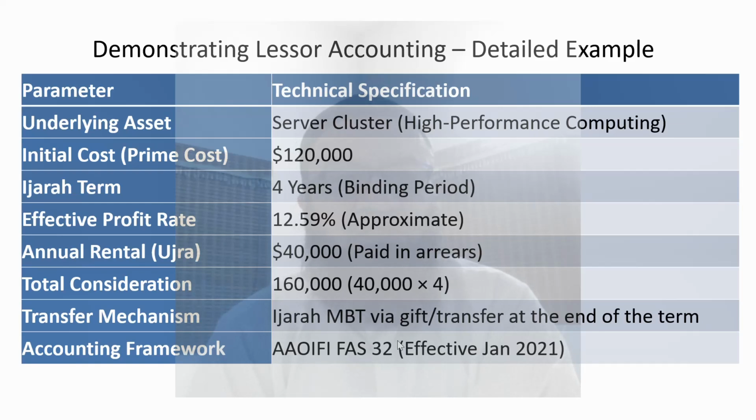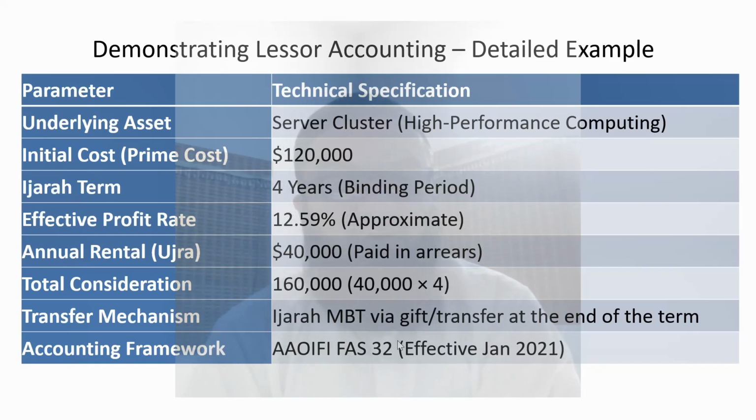There is a bank, an Islamic bank, which is leasing a server cluster, which is a set of servers for high performance computing, to, say, a corporate company. The initial cost of the asset to the bank is $120,000. The Ijarah term is 4 years, and the effective profit rate is 12.59%. This has already been given, although it can be calculated from a financial calculator, but for accounting purposes, it's usually given.